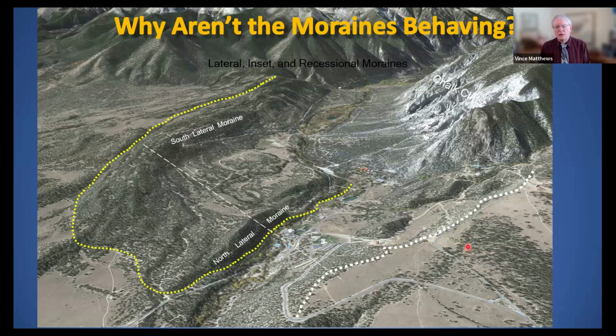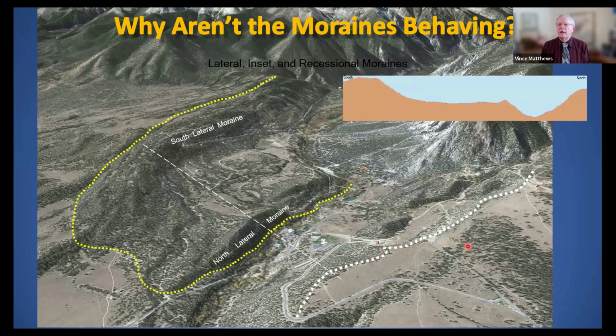And this cross section that I drew through it will kind of illustrate that. You can see that the lateral moraines, the south lateral moraine is just like it should be essentially. And the north lateral moraine is this dinky little thing out in the middle of the valley when it should be over here up against the wall here.